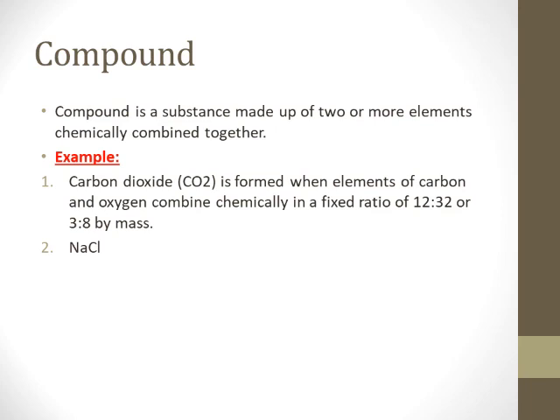And what are 12 and 32? They are the atomic masses of carbon and oxygen. 12 is the atomic mass of carbon, and the atomic mass of oxygen is actually 16. Here are the two atoms of oxygen, so 16 plus 16 is equal to 32. So this is an example of a compound. Next is the example of NaCl, sodium chloride, common salt or table salt. It is formed by the chemical combination of sodium and chlorine.